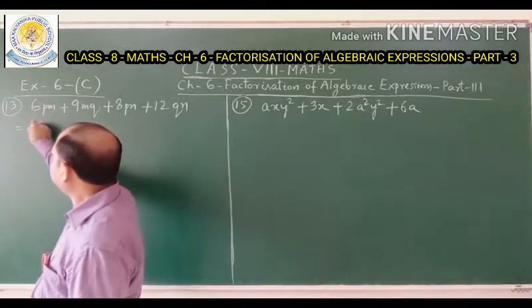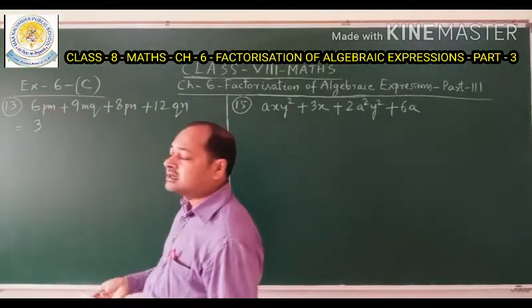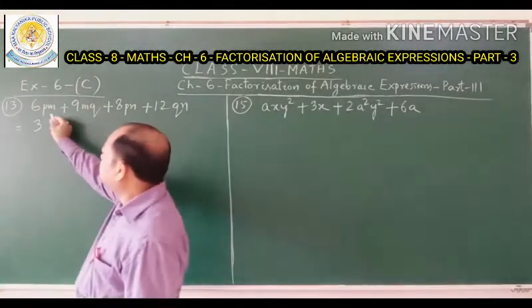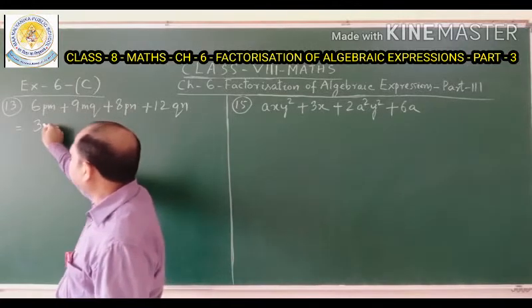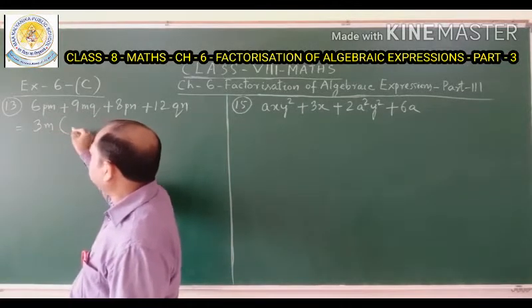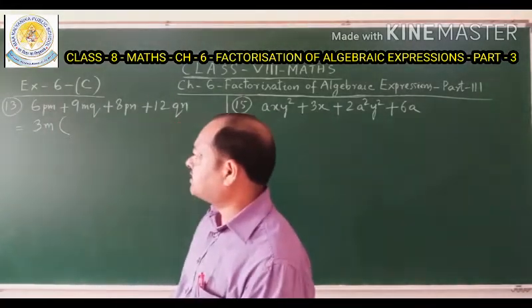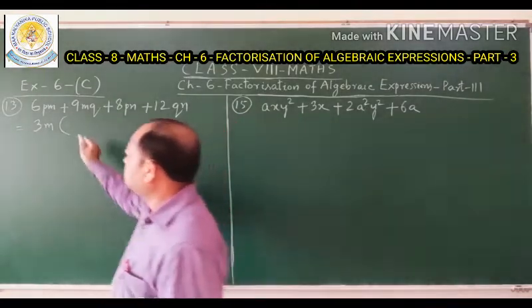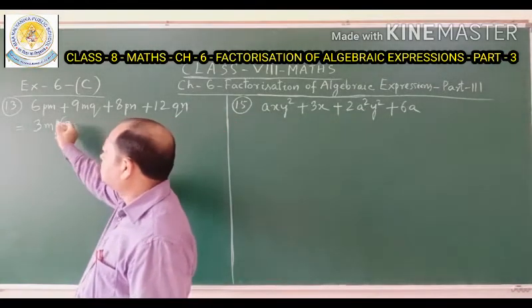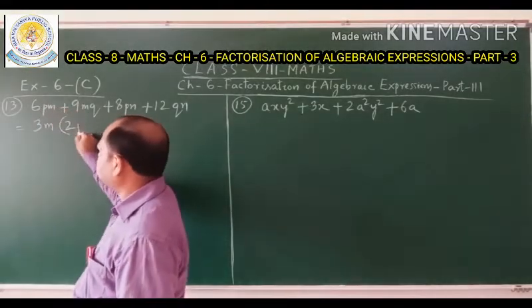That is 3. Okay, 3 is common in both 6 and 9. So write here 3. And from pm and nq, what is common here? That is m. So here 3m is common. If you take 3m from 6pm, what is left? Because 3 into how much is 6? That is 2. So write here 2 and multiply here p, because p is present in this term, 2p.